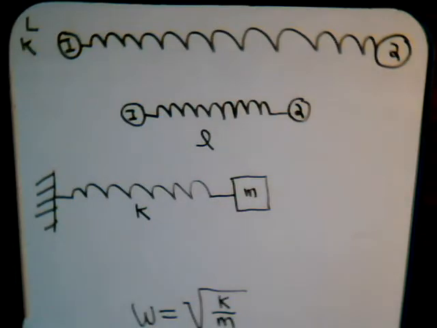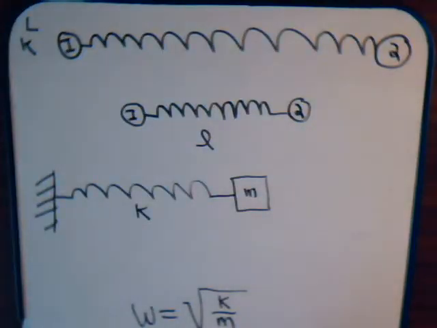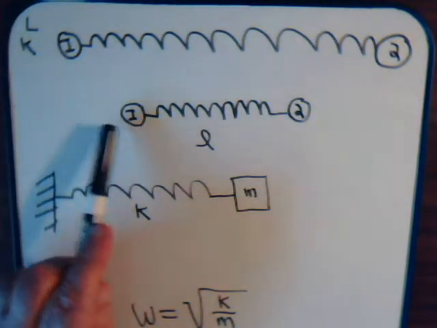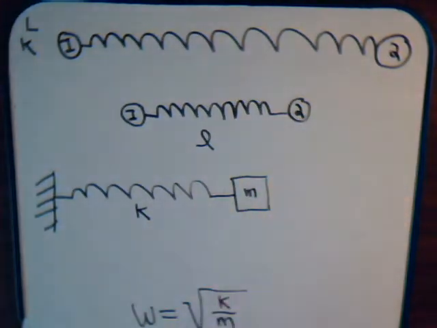And we want to know, if we compress the spring from a length of L to a small length of l, like this, and let it go, what's the oscillation frequency of mass number 1 and the oscillation frequency of mass number 2?